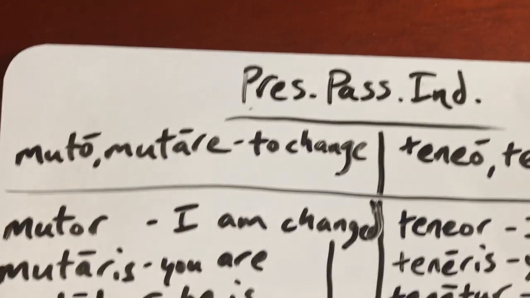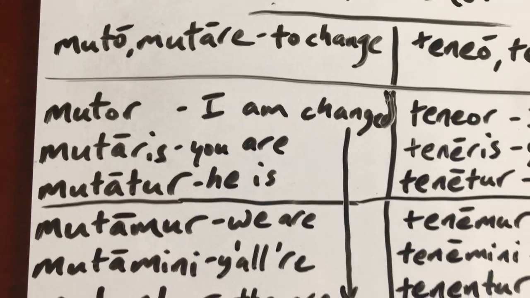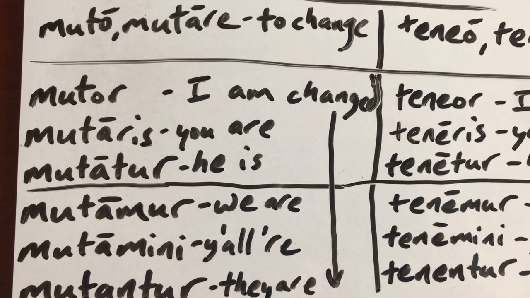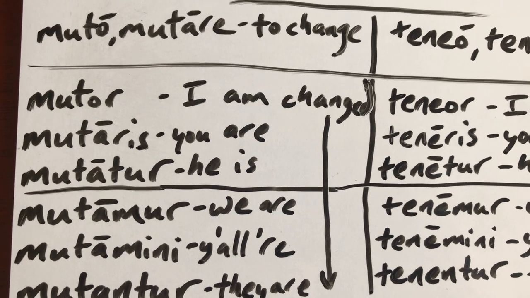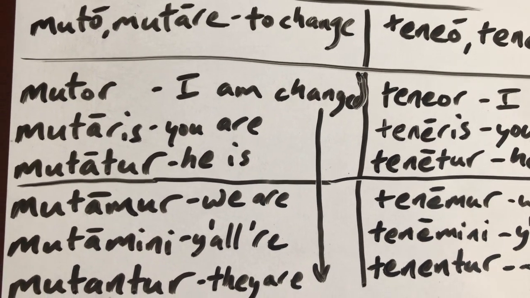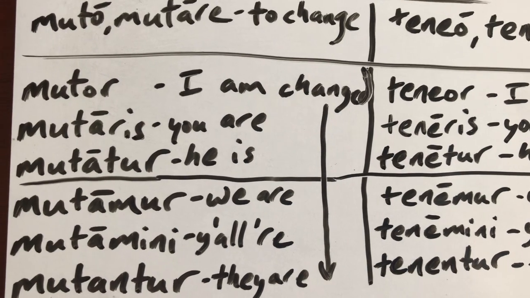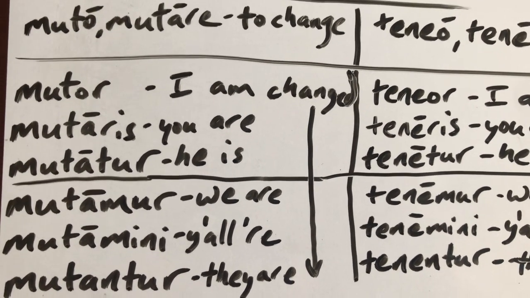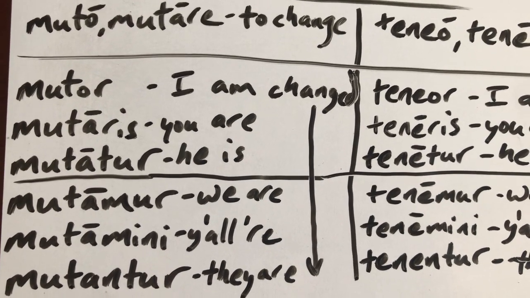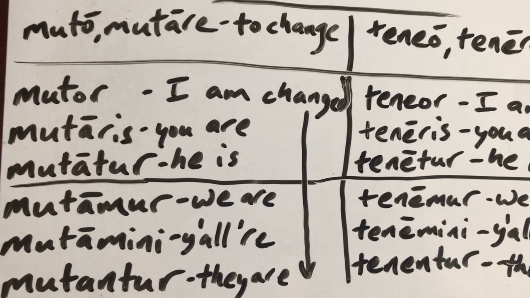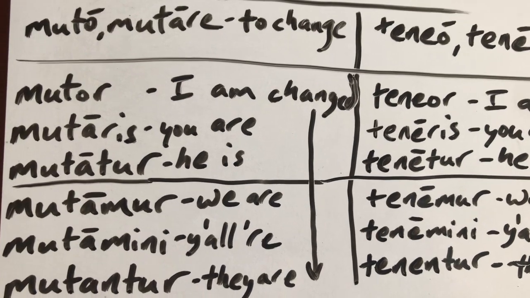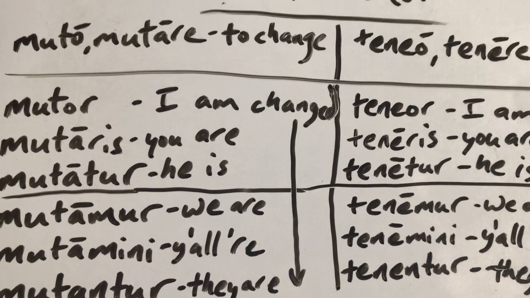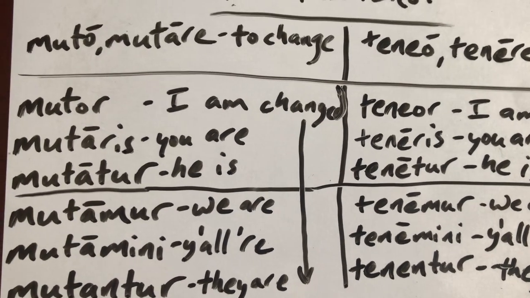All right, then looking at what you got here. So for muto, remember the very first form, you take the first principal part and then add that passive ending R. And then for all the rest of them, you take the stem, which is muta, and add your ris, tur, mur, mini, ntur. Okay, and remember our special song: ris, tur, mur, mini, ntur. And that's passive voice.